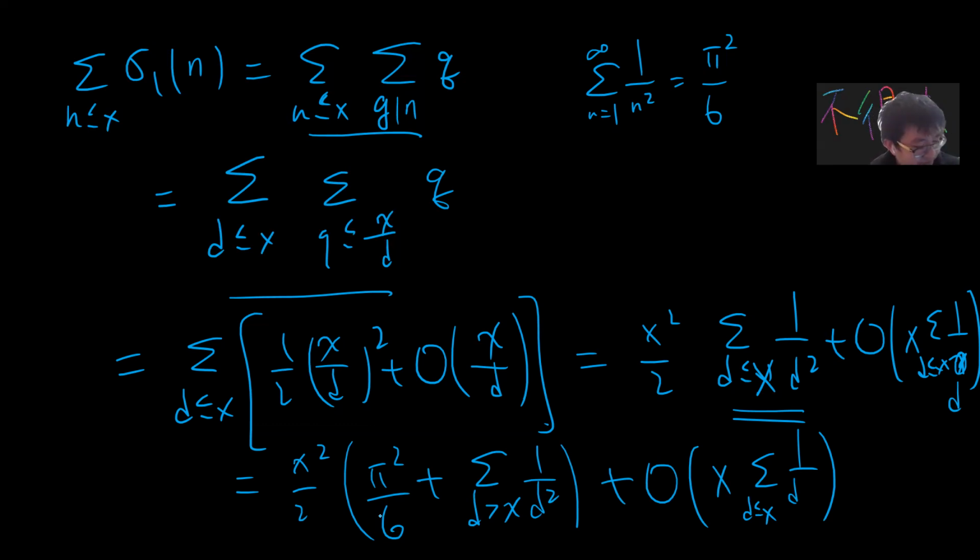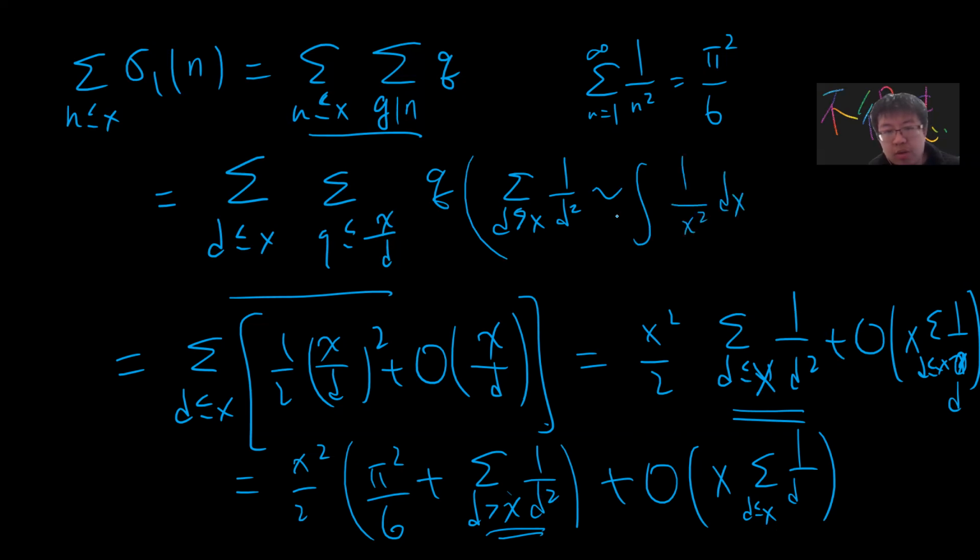So basically, these terms can be exchanged, can be done using an integration, right? So the summation over d greater than x of 1 over d squared can be approximated by the integral of 1 over t squared dt, where t is greater than x. Right, so approximate as an integral from x to infinity. Okay. So this will be 1 over x, and the error term is this 1 over x squared.